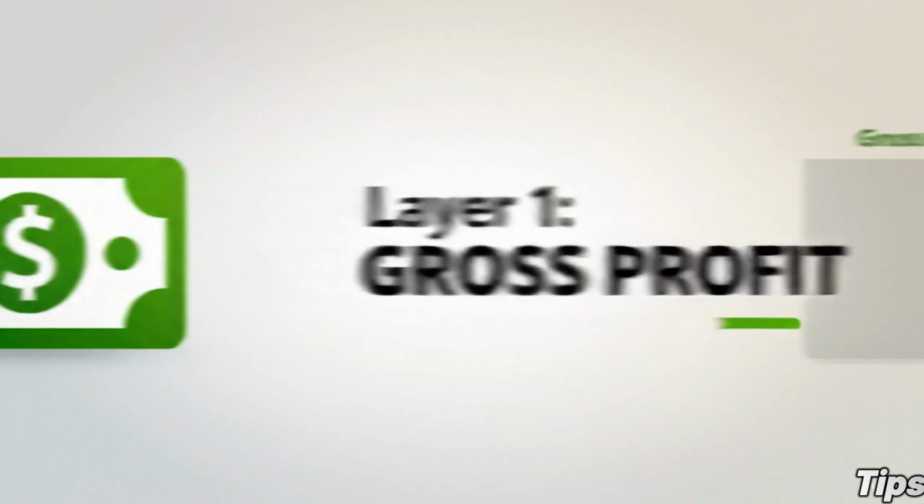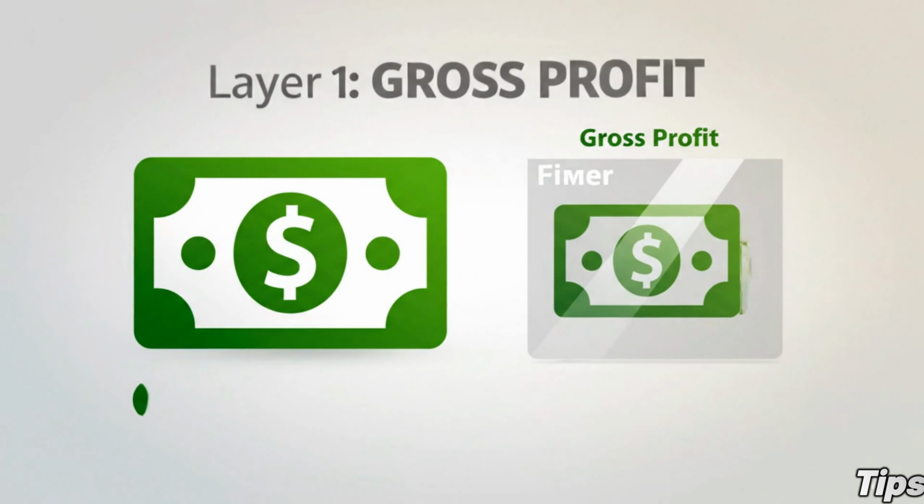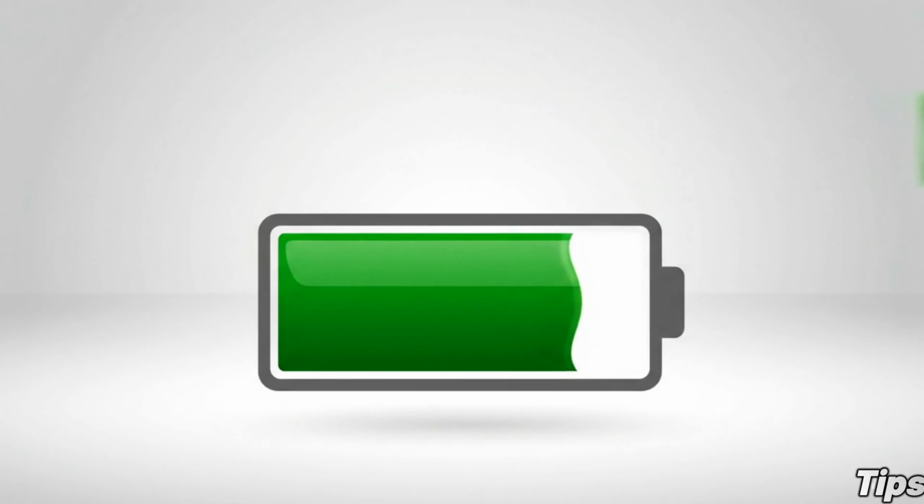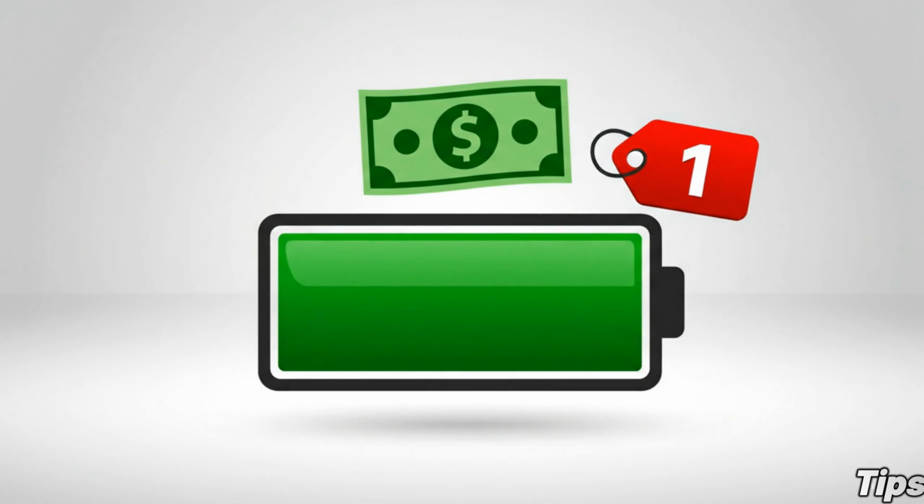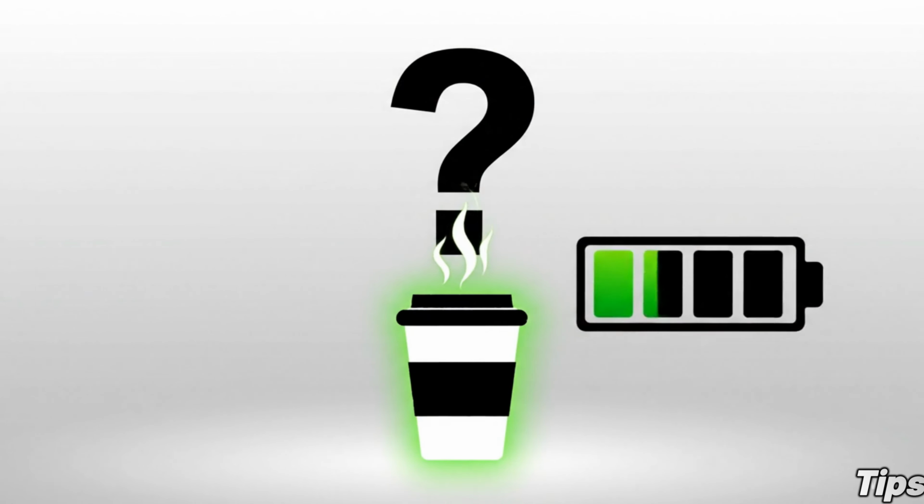The first layer is your gross profit margin. Think of this as your business's survival margin. To make that latte, you bought coffee beans, milk, and cups. These are your cost of goods sold, COGS. Let's say those raw ingredients cost you $1. You sold it for $5, spent $1, profit $4. This 80% margin answers one critical question.